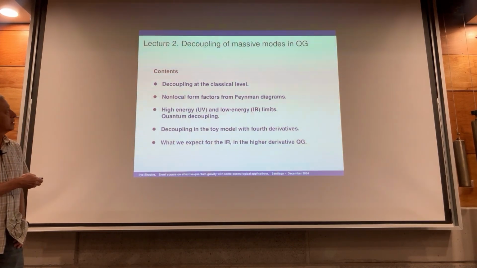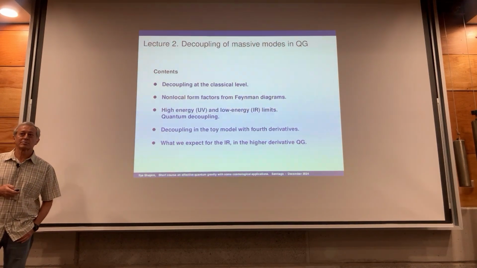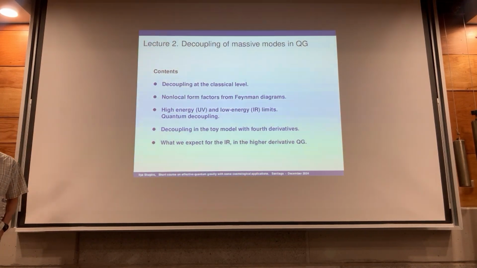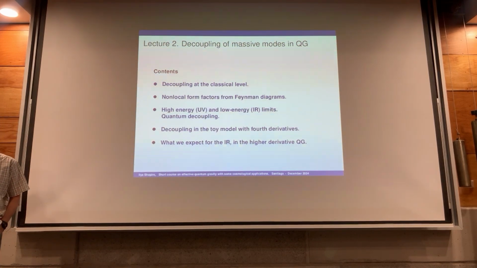So I will discuss first of all what decoupling means, which at the classical level is something very simple. Then I will show you how we can calculate the non-local form factors from Feynman diagrams. Everything that I will tell you can basically be found in some textbooks, but maybe not exactly in this form. And then we discuss the difference between ultraviolet and low energy limits.